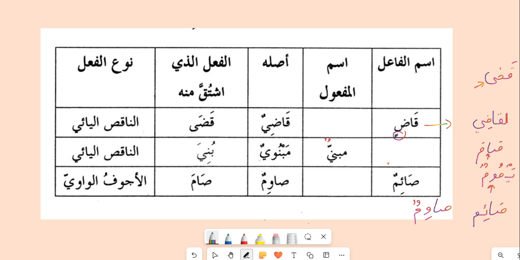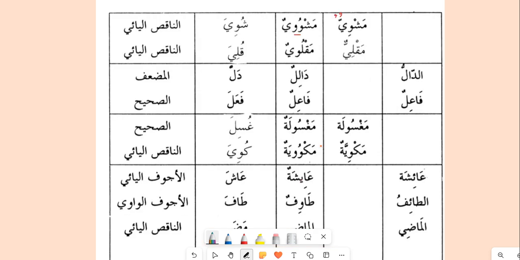Now the next one is أحب اللحم المشوي, okay, there is sa'imun here. And now we will do the others as mabni. Mabni you have done before in the question, mabniyun, and it comes from the verb bana.